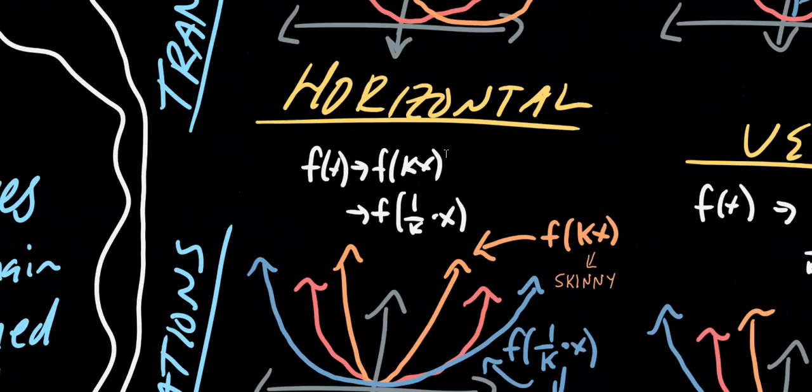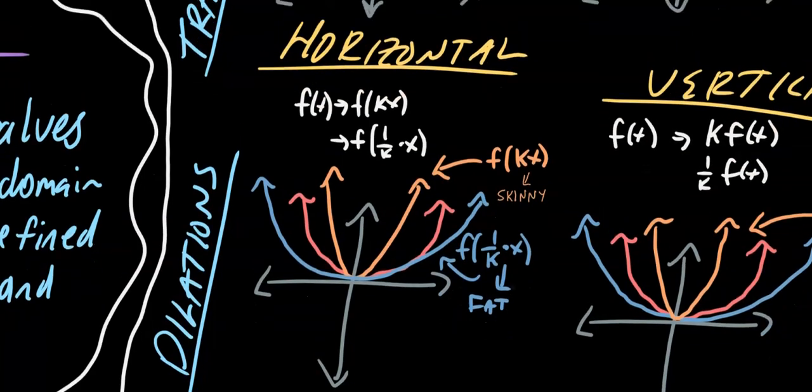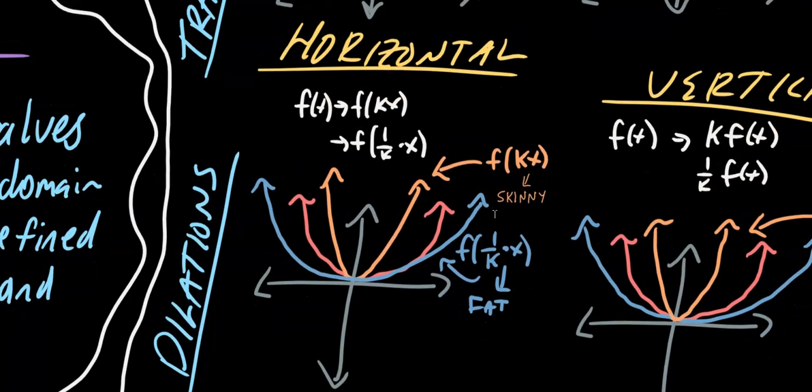Now let's take a look at dilations. Dilations shrink or stretch functions, and if we multiply by some integer k, it'll get skinnier, and if we multiply by 1 over k, it'll get wider. Again, this occurs within the parentheses as we see by our rule here, f of k times x, or f of 1 over k times x.